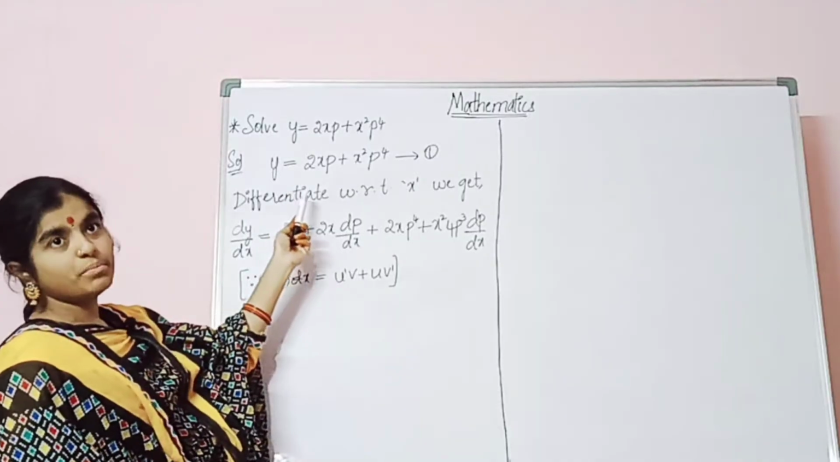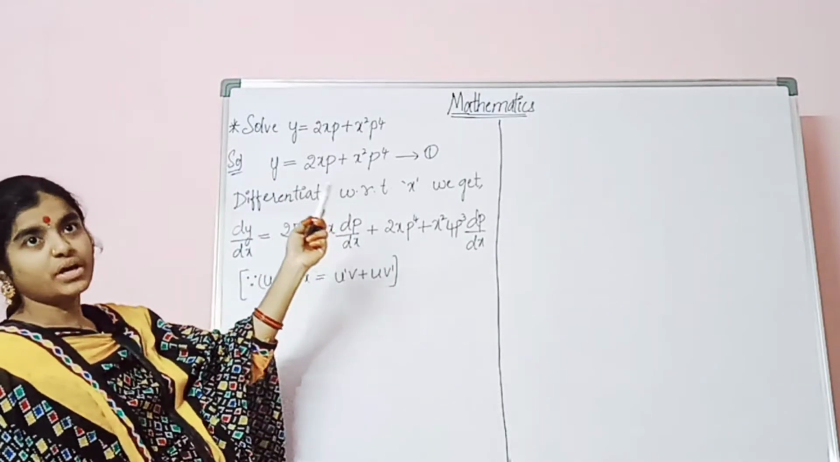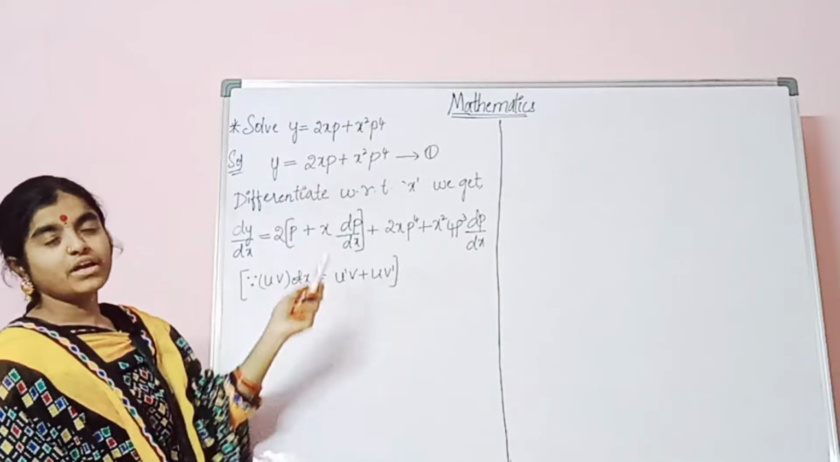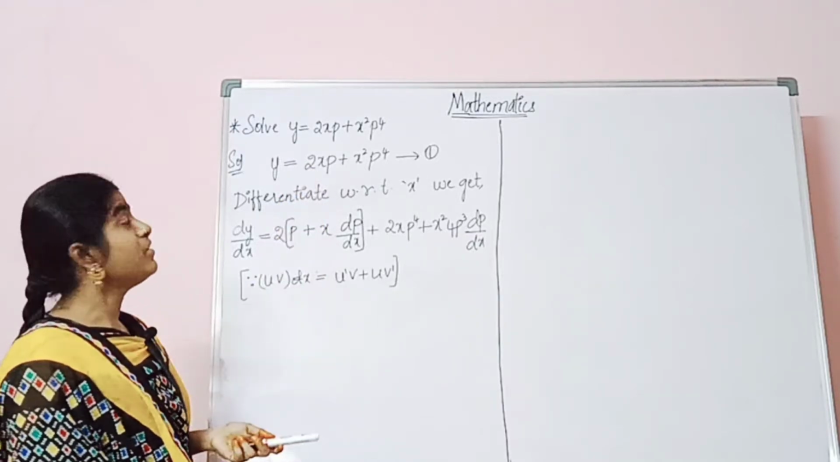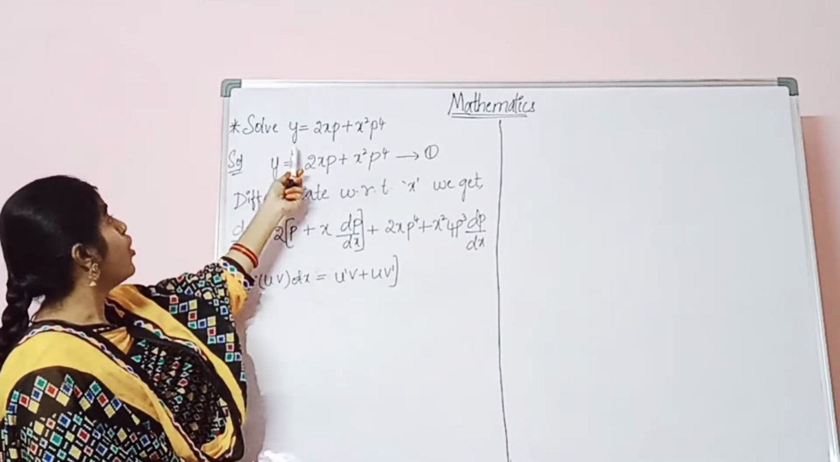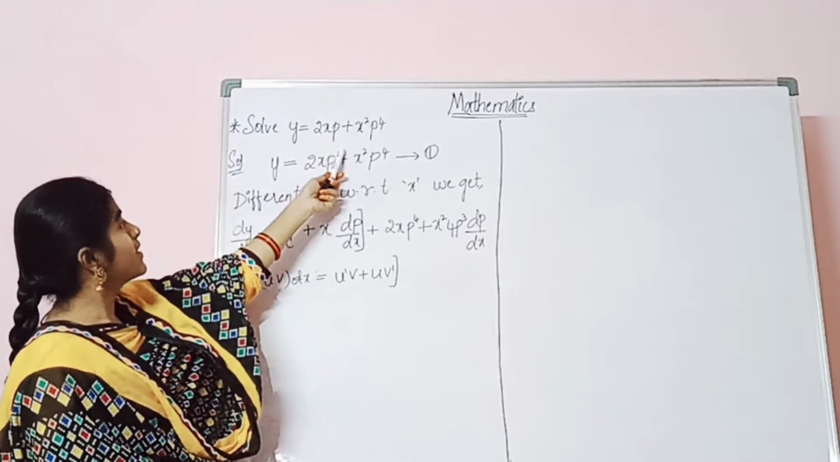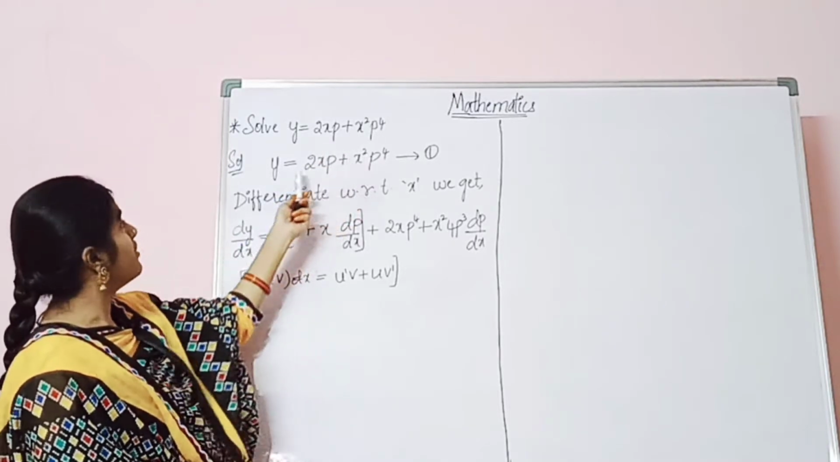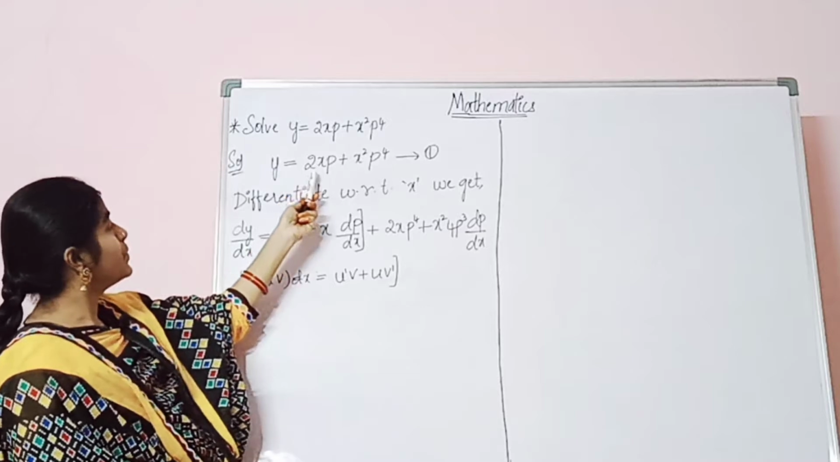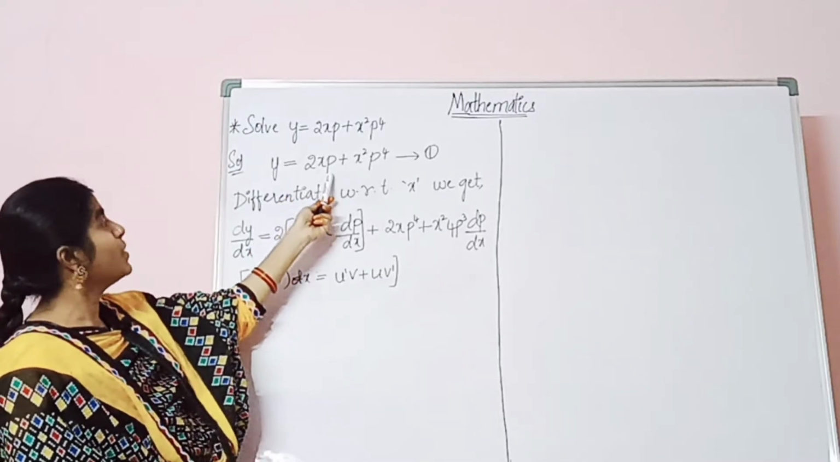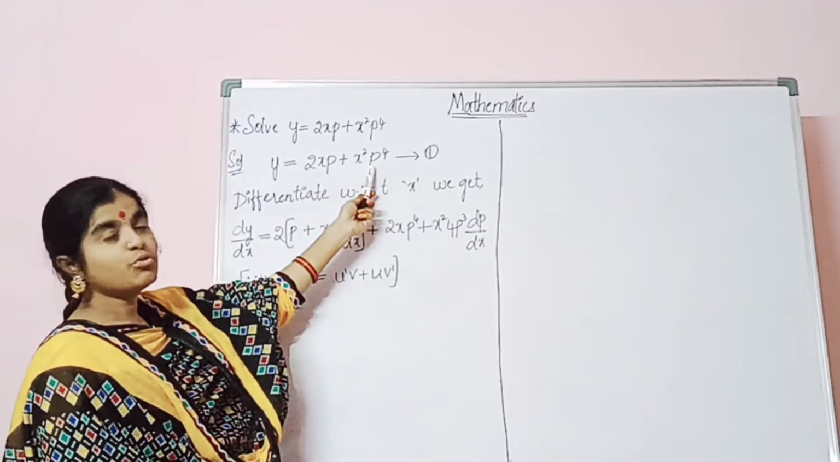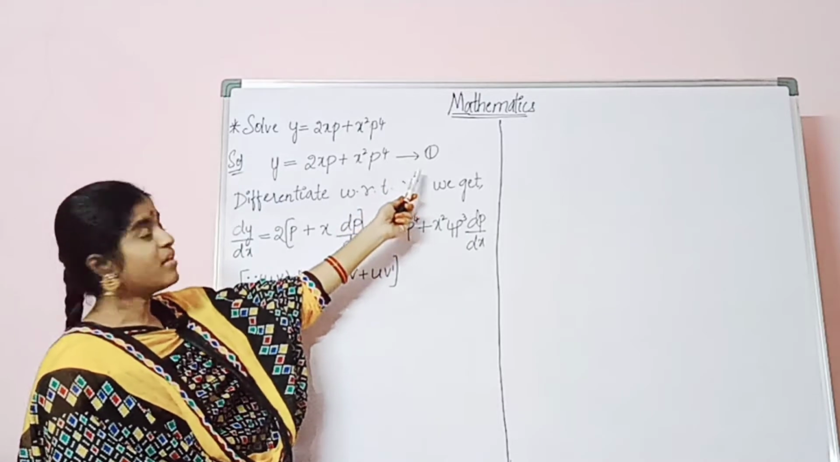Let us solve a problem based on equation solvable for y. So what is given here? Solve y equals 2xp plus x square into p power 4. Coming to the solution, y equals 2xp plus x square into p power 4. This we consider as equation 1.